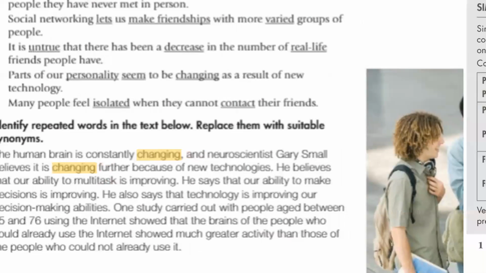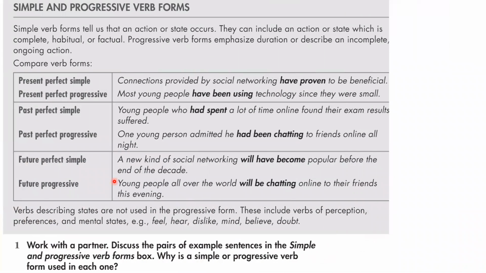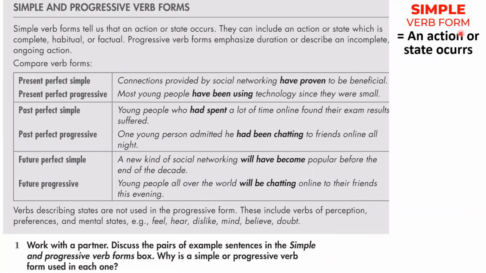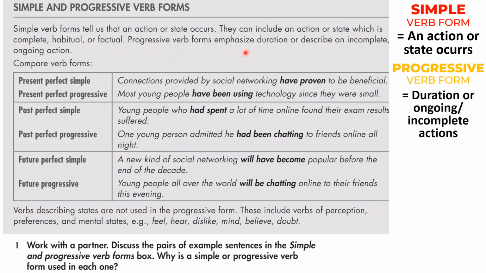Okay, now let's move on to the next page. Here we have simple and progressive verb forms, right? Simple verb forms tell us that an action or state occurs, okay? So they just tell us that it happens. They don't give us a lot of details, they just confirm that something happens. They can include an action or a state which is complete, habitual, or factual. But progressive verb forms emphasize the duration or describe an incomplete or ongoing action.